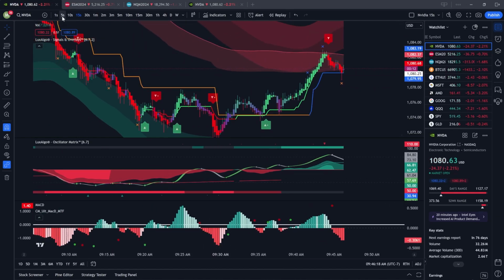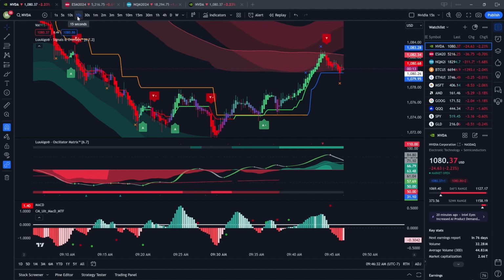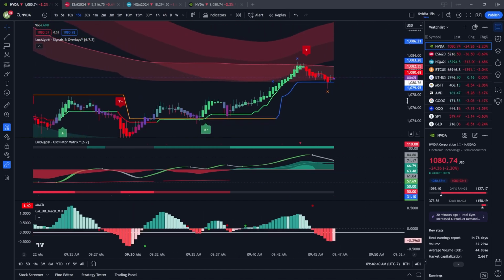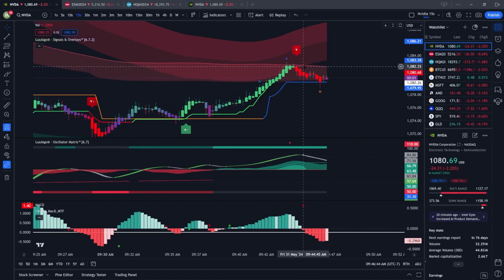Now, I tested it with the 5, the 10, the 15, and the 30. At first, with the first strategy, I was using the 5 second. Then I started using the 10 second, but those are just a little bit too sensitive. I found the 15 is the best. You still have to be careful with your exits. The main thing you have to be careful with on the 15 is to make sure you exit when you get that X, because it will turn fast, faster than the 5 and the 10.